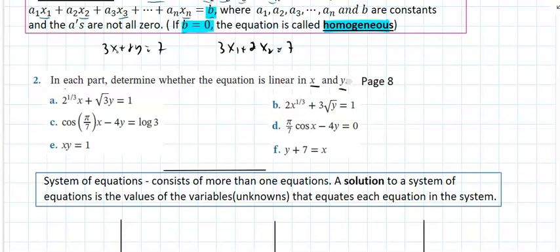Here we are dealing with x and y. Well, you look at the variables. This has a power of 1. This has a power of 1. So this is linear. Yep. B, a power of 1/3. That's not a 1. So this is not linear.